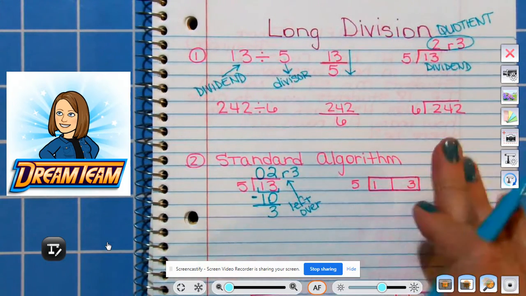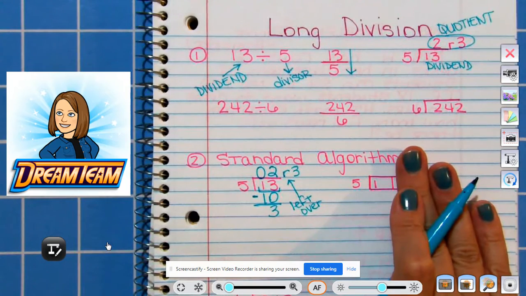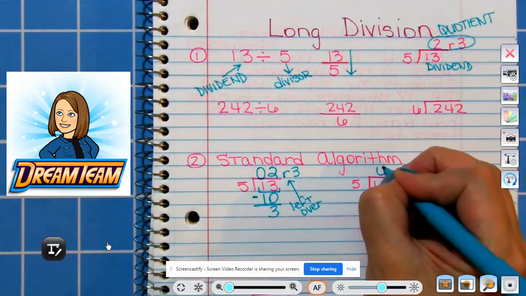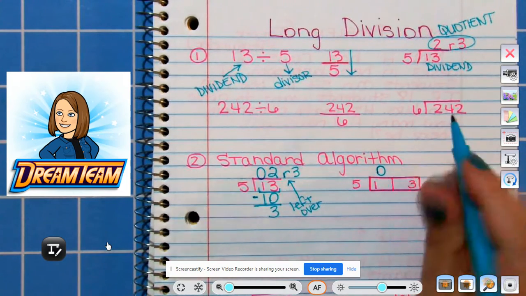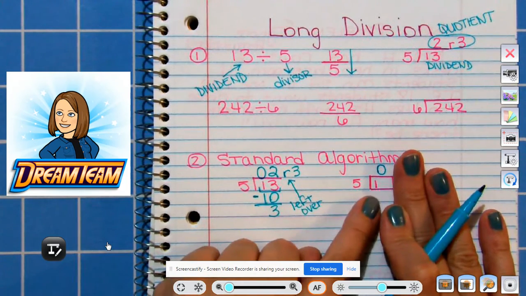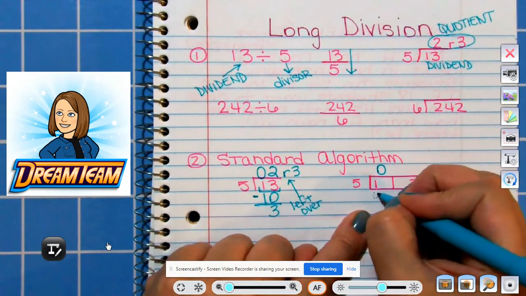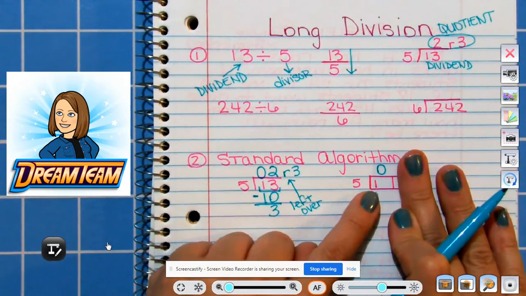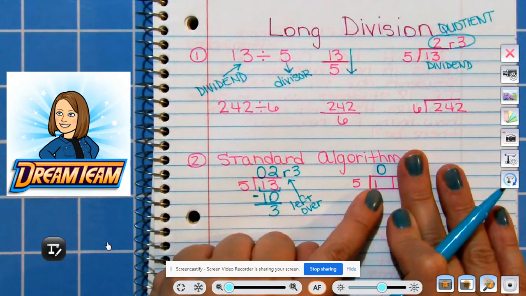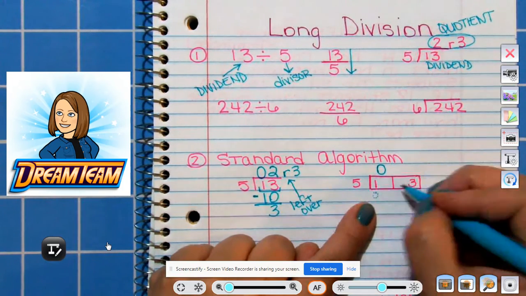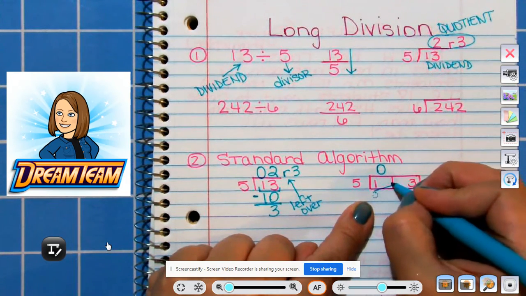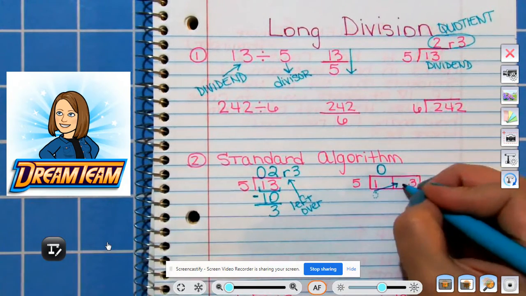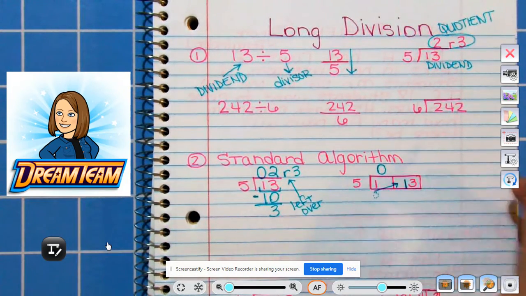Solving it this way, we know that we can't get any groups of 5 out of 1. So that's a 0. So we have nothing to subtract from this 1. It was a 0. So there's still 1 left that we have to deal with. So this is just like grabbing that second digit. We're just going to put this 1 with the 3 to give us 13.